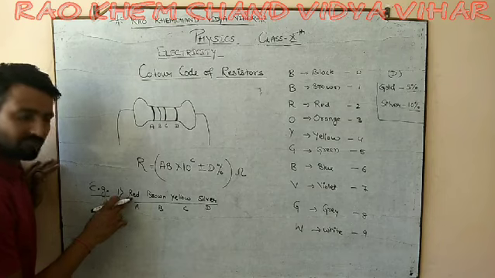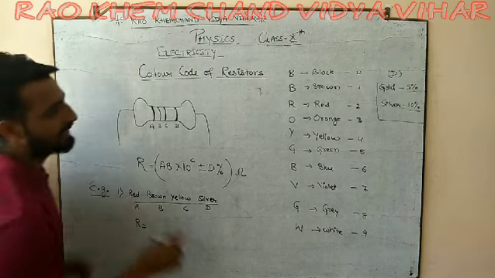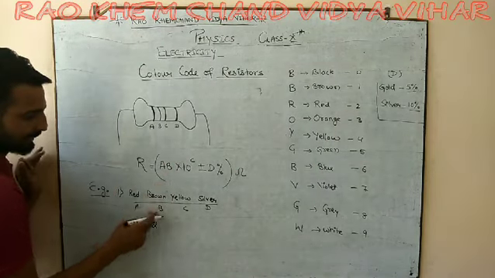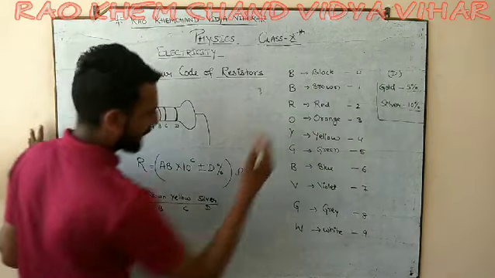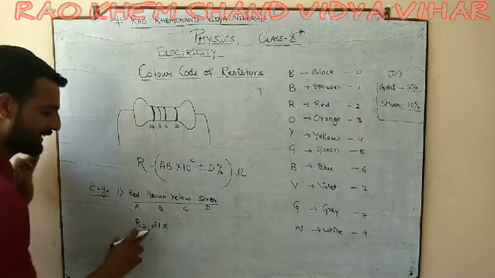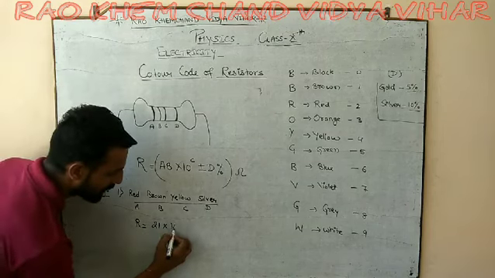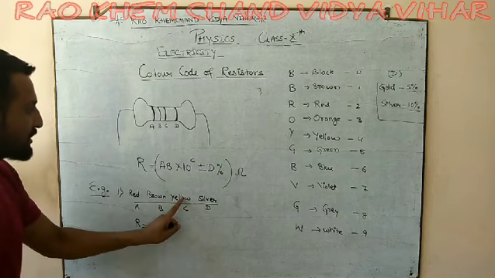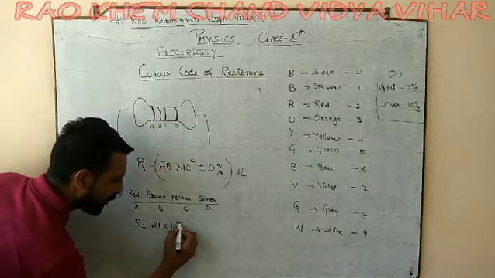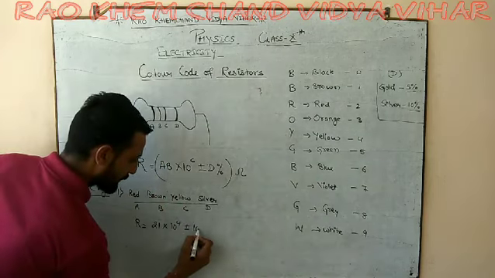So A is red. And what is the code for the red? 2. Then B is brown, and the code for brown is 1. So it will become 21. It is 2, 1. It is not 2 into 1. So it is 21 into 10 power C. What is C here? It is yellow, and the code for the yellow is 4. Plus minus, and D is 10%.